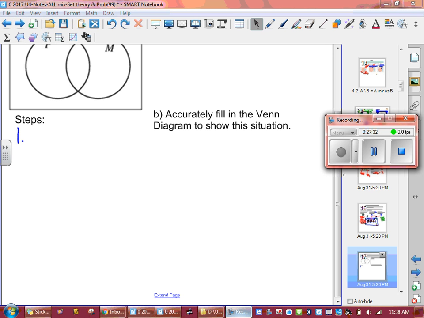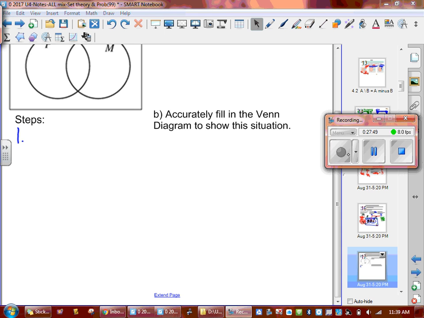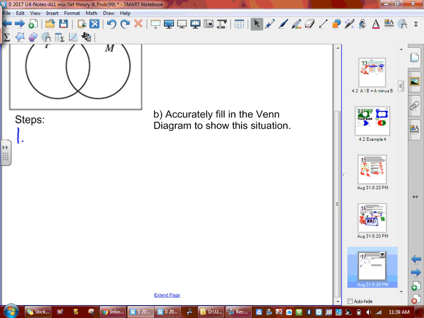Okay? So here's our steps for the next one, figuring out pizza. Step 1 is to take the total and subtract the outlier. Which in this case, they would do neither. They like neither. Okay? So they're in neither circle. So if I read, it's got a survey of 400 people. It was found that 285 enjoy pizza.